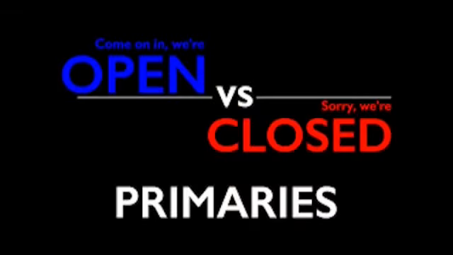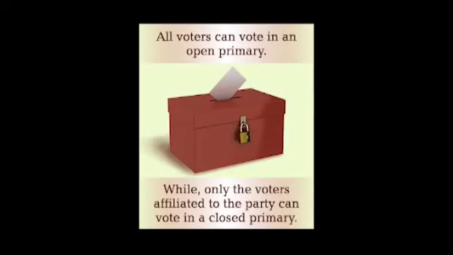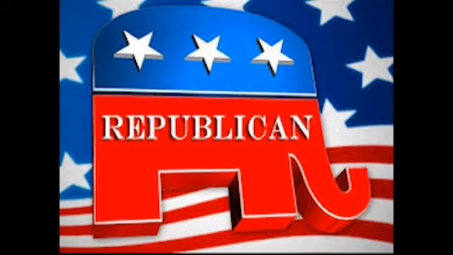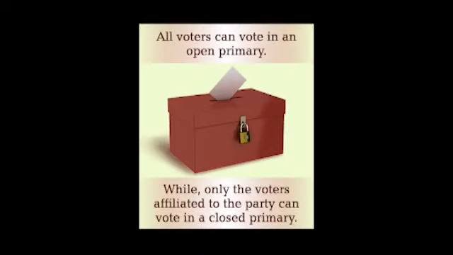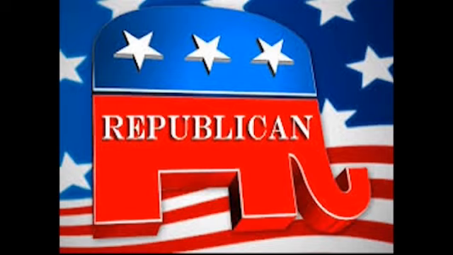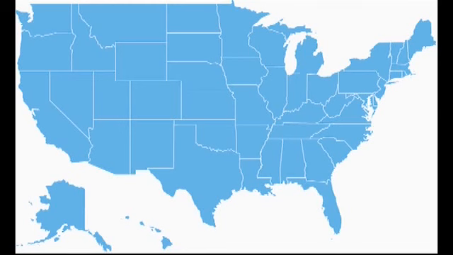There are two types of primary elections: open and closed primaries. In an open primary election, a voter can vote for either the person they want to be the Democratic candidate or the Republican candidate. You cannot cast a vote for both the Democrats and the Republican candidates. In a closed primary election, voters can only vote for the candidate in the party they are registered with, either Democrat or Republican.